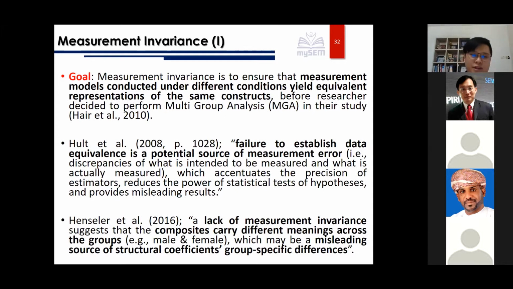According to Hair et al. 2008, if you fail to establish measurement invariance, it could be a potential source of measurement errors. And this is a very big issue because it will influence your statistical test of hypothesis, and it could provide misleading results. And according to Henseler et al. 2016, a lack of measurement invariance suggests that the composites carry different meaning across the groups, for example, male and female, which may be a misleading source of structural coefficient group-specific differences. What does it mean?